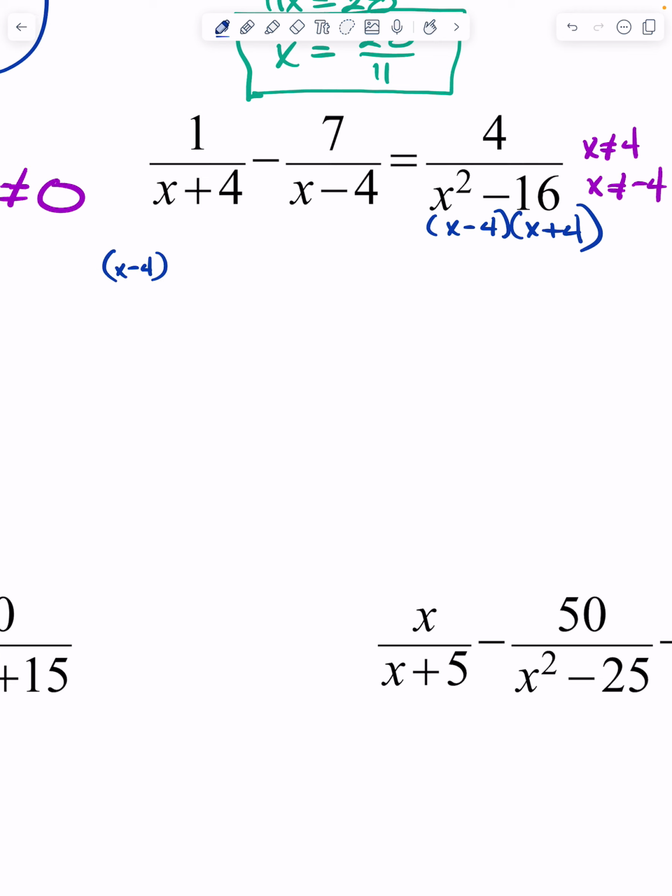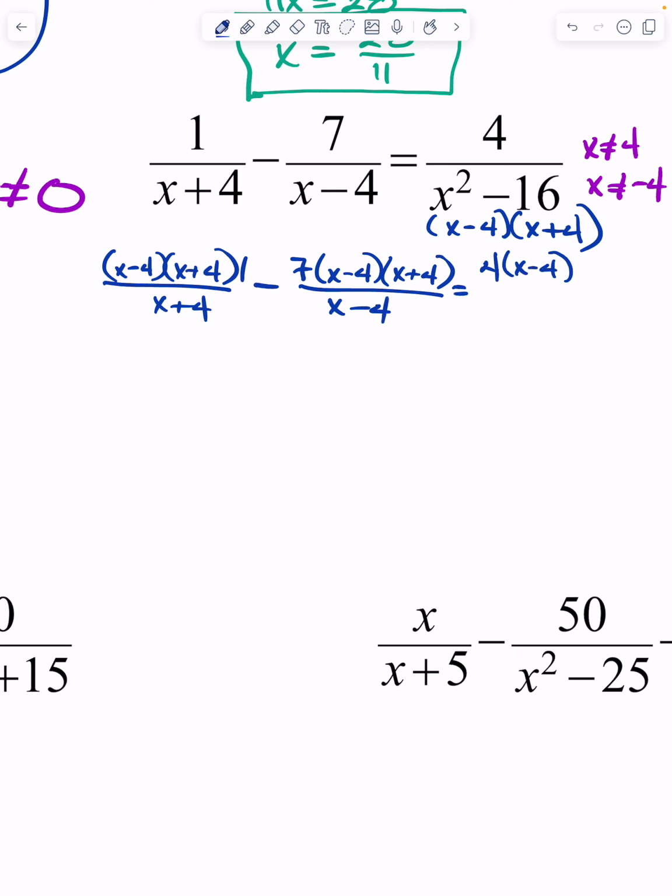x minus 4 times 1 over x plus 4. I could even put the 1 in here. 7 times x minus 4 times x plus 4, all over x minus 4. And I got 4 times x minus 4 times x plus 4, all over x minus 4 times x plus 4.